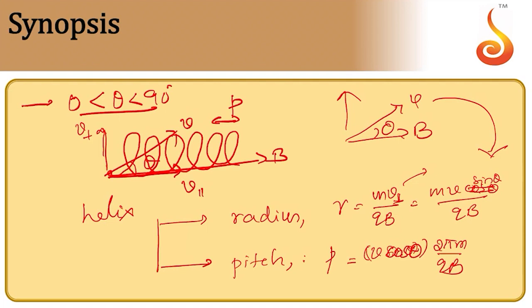So, a helical path is understood in terms of radius and pitch. Pitch is given by v parallel into the time period. And radius is given by mv perpendicular divided by qB.